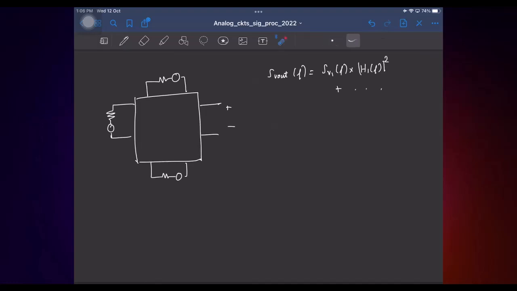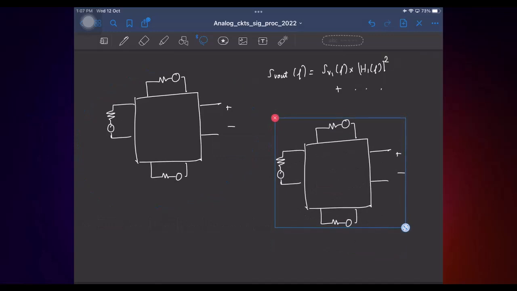So you need to find this H of f from each of these sources to the output. To find that, you activate only one, null all of the others, find it, and repeat for every source. If there are 1000 resistors, you have to do 1000 such experiments. But now we have learnt a new result, which is reciprocity. If I am interested in applying a voltage and measuring a voltage, I can as well do it by nulling the sources here, applying a current, and measuring the currents.